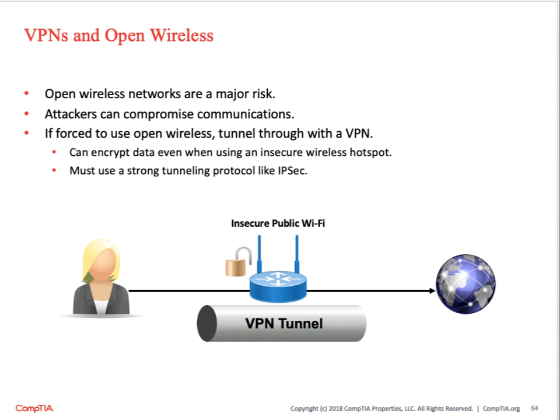When it comes to VPNs, open wireless networks are a major security concern when addressed directly. Because they're insecure, attackers can perform any number of attacks on that open network, and they can also compromise each individual user's communications. So when we're forced to use open wireless connections, we should tunnel through using a VPN if we can. VPNs provide authentication mechanisms to encrypt our data in transit over the internet. So even when we're using an insecure wireless hotspot, we're going to be secure.